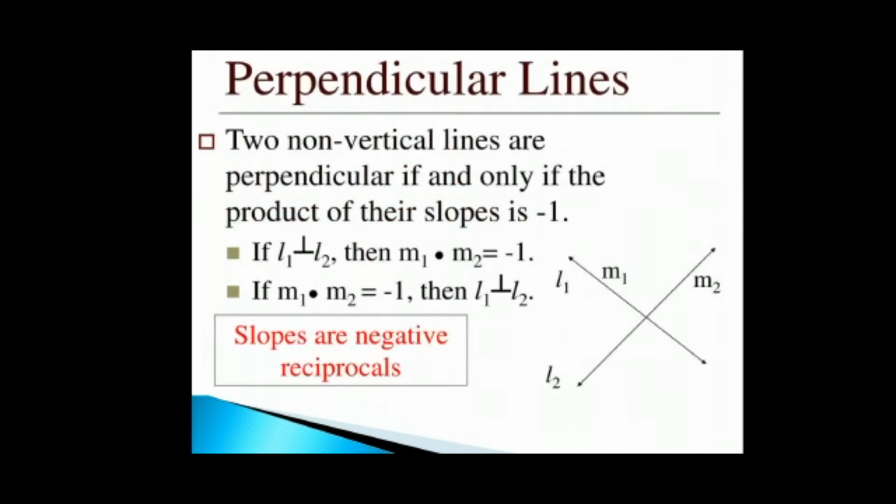Next, if the two lines are perpendicular, two non-vertical lines are perpendicular if and only if product of their slopes is minus 1. That is, if L1 is perpendicular to L2, then m1 into m2 is equal to minus 1. Or if m1 into m2 is minus 1, then L1 is perpendicular to L2. That is, we can say that if the lines are perpendicular, the slopes are negative reciprocals of each other.